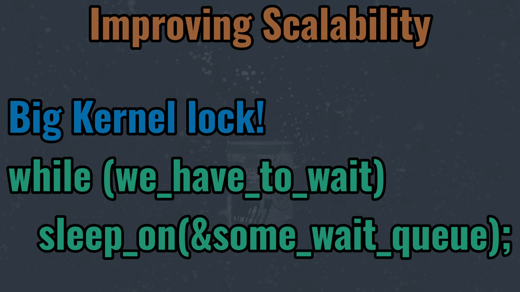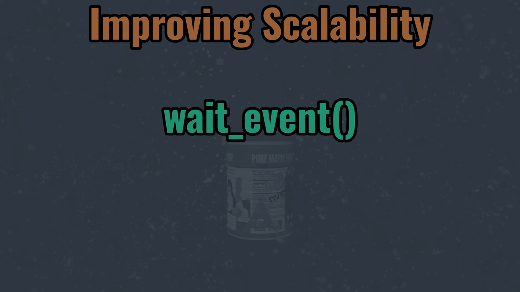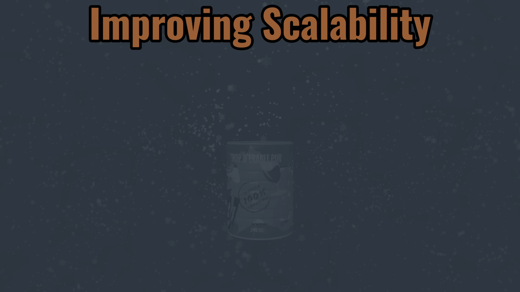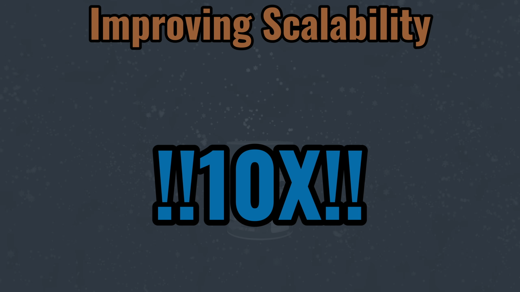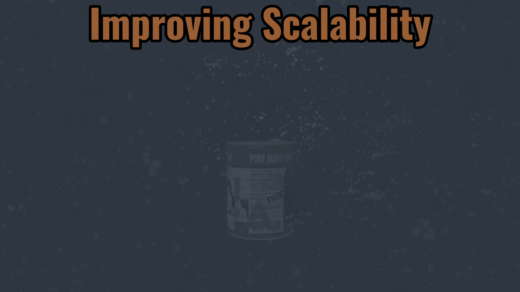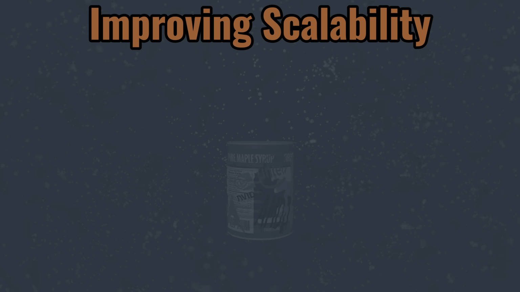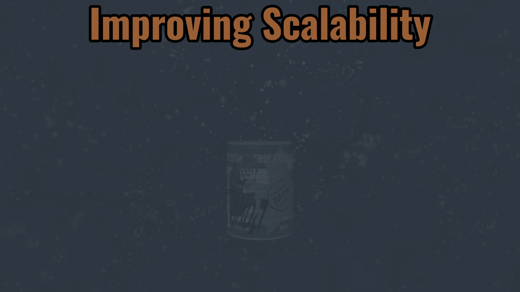Now, of course, if we're removing big kernel locks from everywhere, we really don't want to be using a system that needs big kernel lock in order to work. So wait event is another way to do things. It doesn't require big kernel lock and it makes things way faster. How much faster do those 3 patches actually make things? A 10x performance boost. So that's how improving the scalability of your code actually made a real big difference.